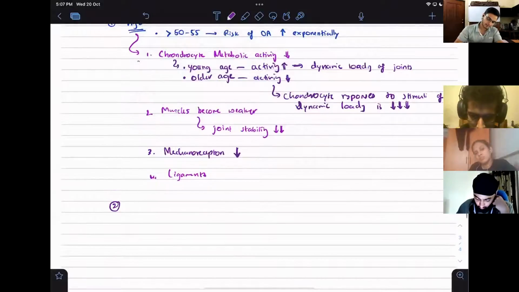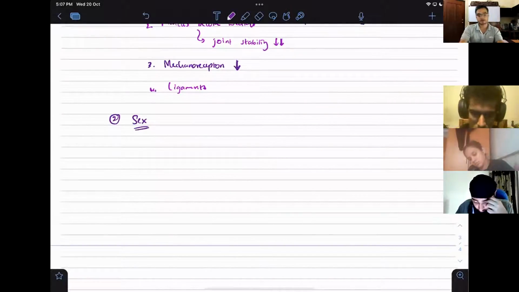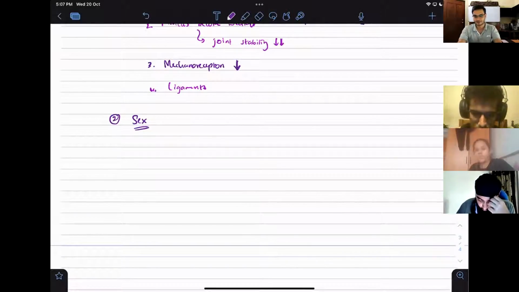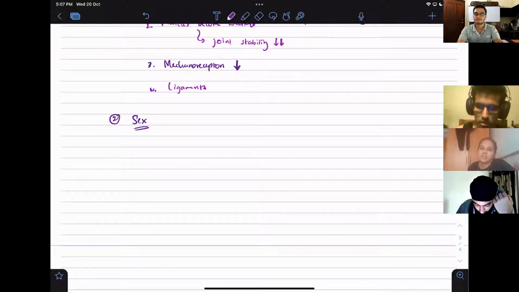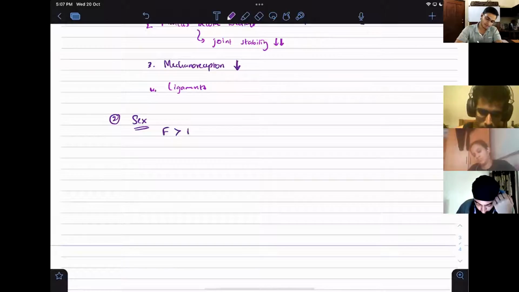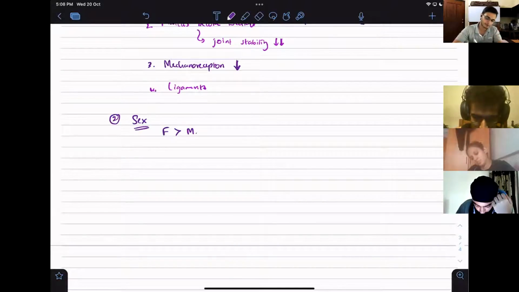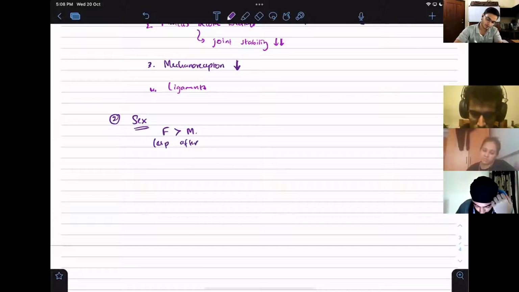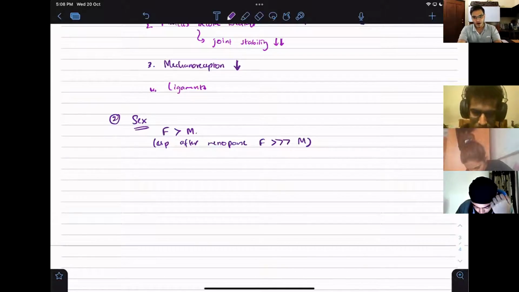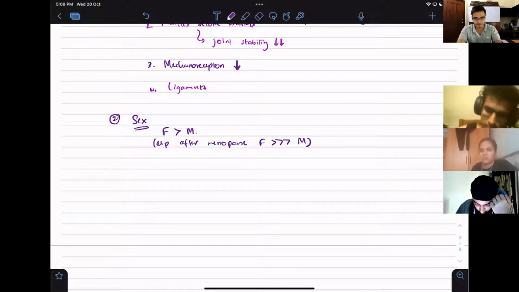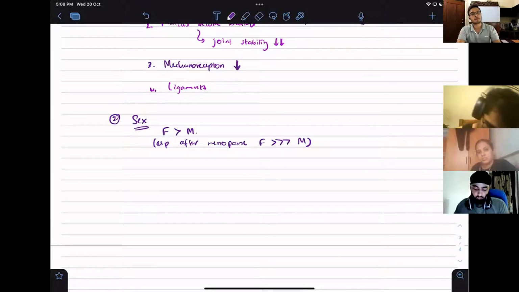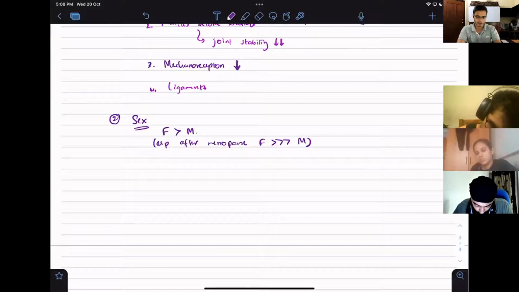Next one, sex or gender. Tell me this, which one is more prone to develop osteoarthritis? Females more. Excellent. Females more than males, especially after menopause. After menopause, the female to male ratio increases so much. Why exactly this happens, we don't know, but they suspect there might be a role played by sex hormones. We don't know the exact cause.